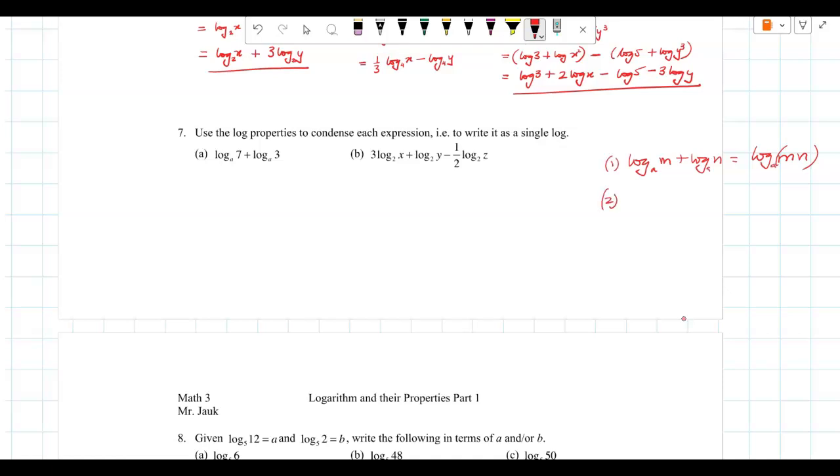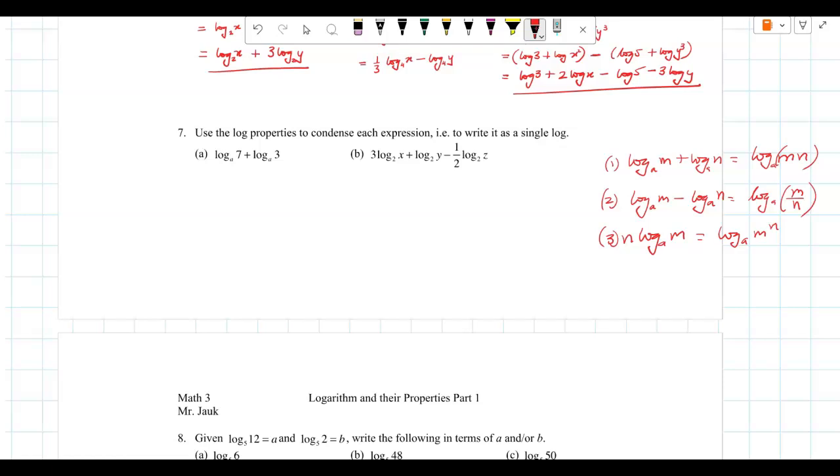Listen. If you have log m minus log n, it will become log of m upon n. Third, if you have n log m, what will it become? The power jumps on top. You're doing the reverse of what you did. You're condensing it.